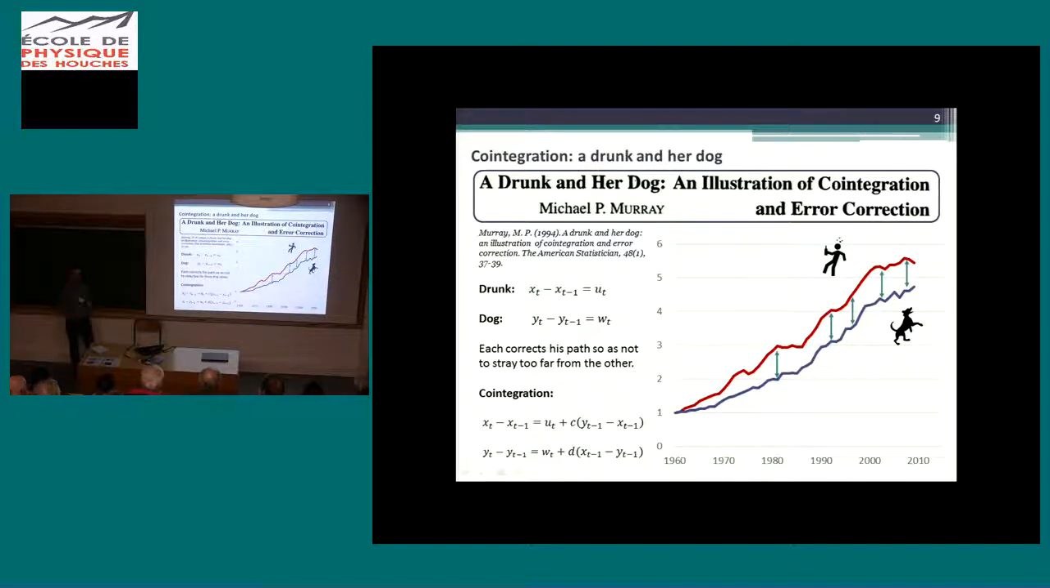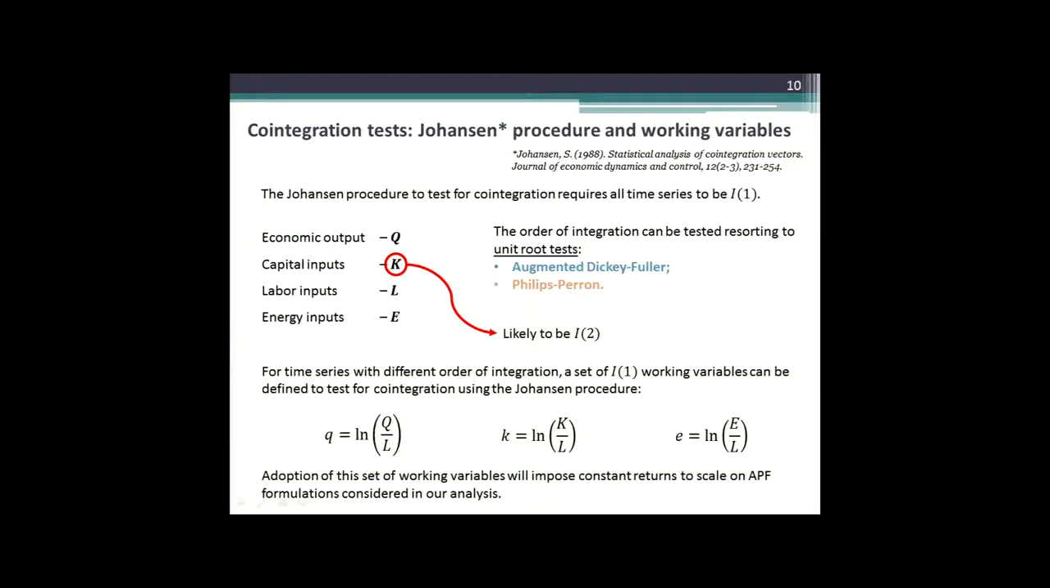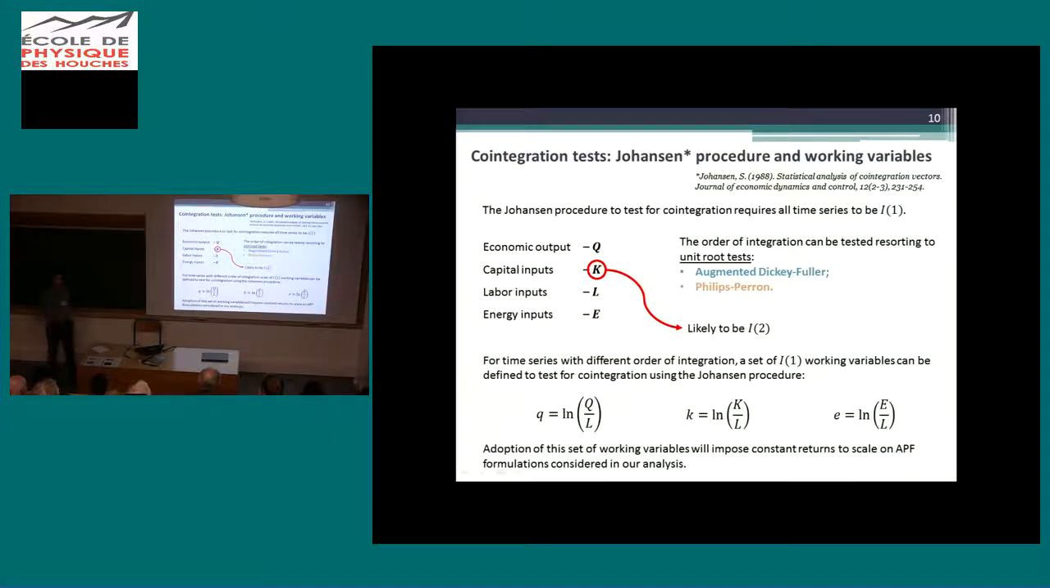So they introduce an error correction mechanism to their previously random walk, and they are said to be co-integrated. You can now use the dog to better predict where the drunk is in the next moment. So what we do is test for cointegration between our economic variables for outputs, inputs of capital, labor.